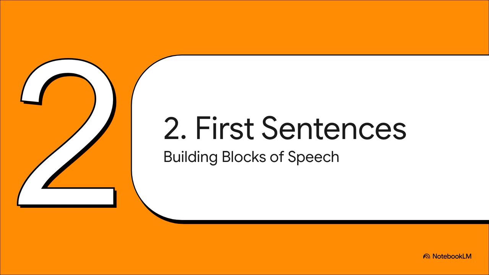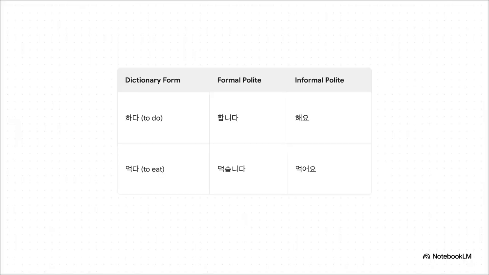Let's take this to the next stage of our quest and see how these simple blocks come together to build real sentences. Verbs are really the engine of a Korean sentence, and they change depending on how polite you need to be. For example, the basic verb to do becomes either the super formal version or the standard polite one you hear every day. Same goes for to eat. That little ending on the verb tells you everything about the social situation.